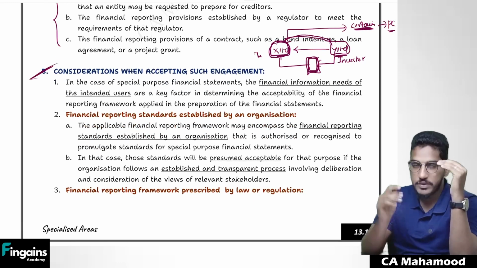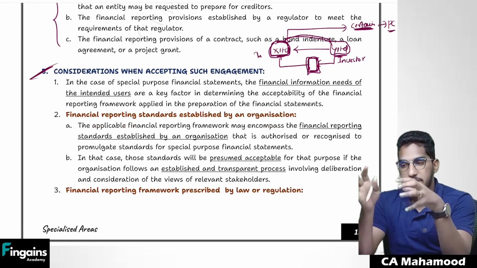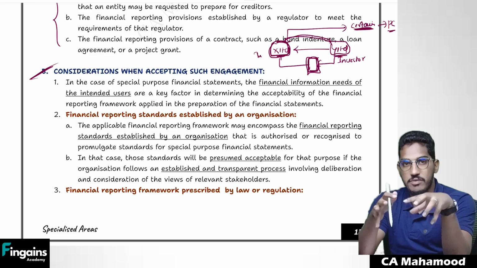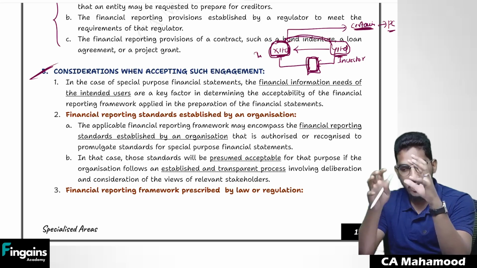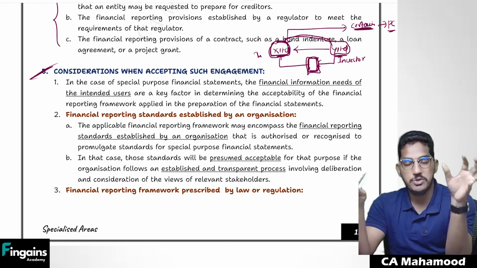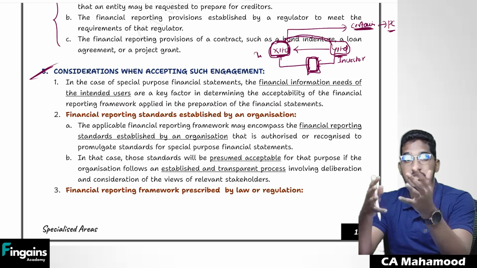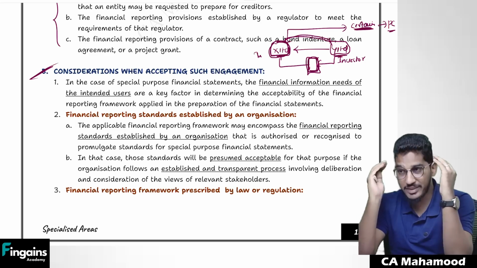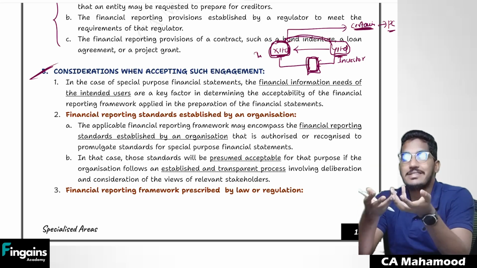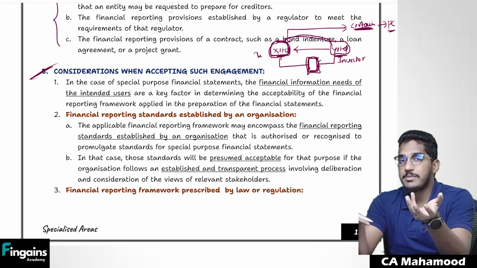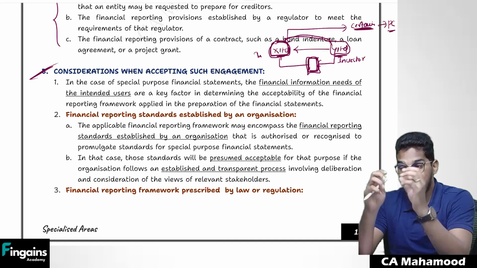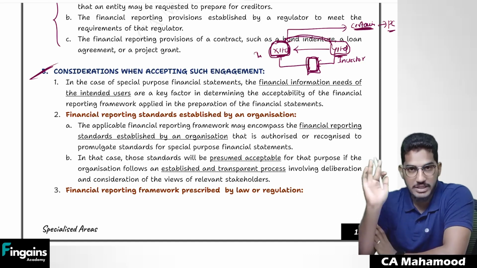So first the standard is going to talk about this: if the client has approached me with this request, sir, please do the audit of the special purpose framework related financial statements, whether I should accept the engagement or not, what factors I have to consider, what things I have to keep in mind when deciding whether to accept the engagement for conducting the audit of the special purpose financial statements, or not accept it. In deciding that, what factors will you consider?